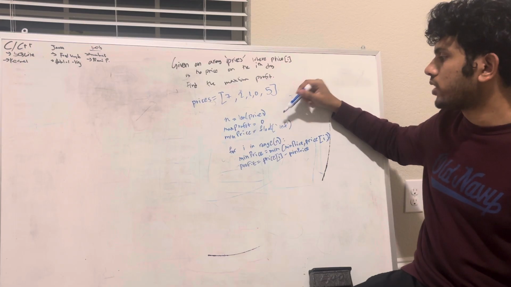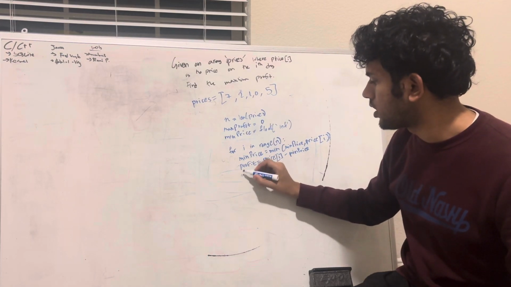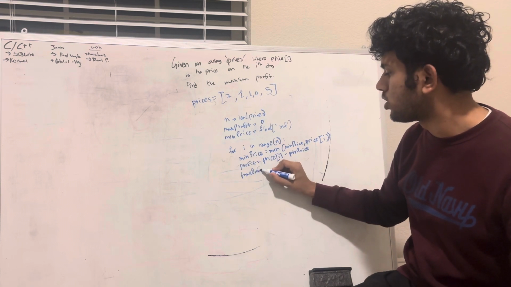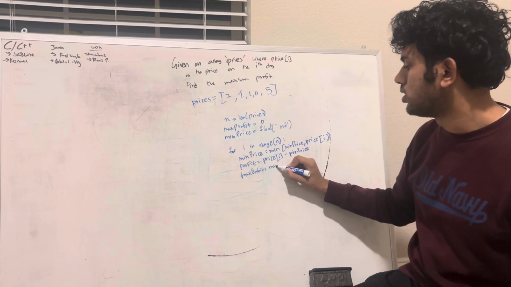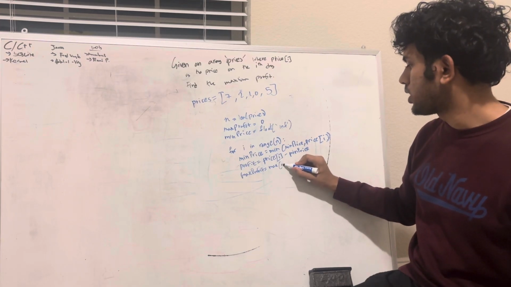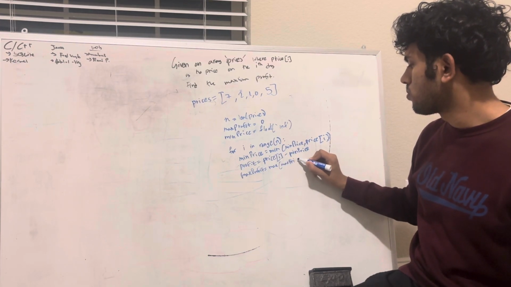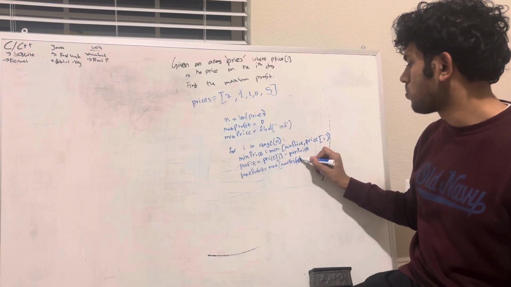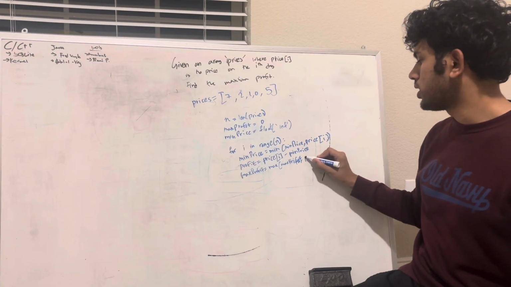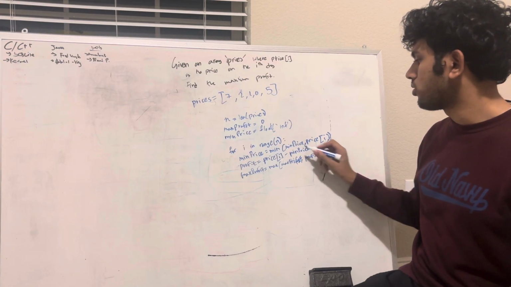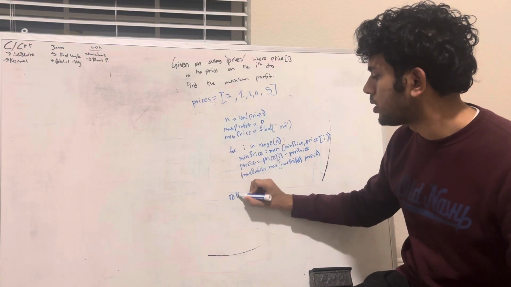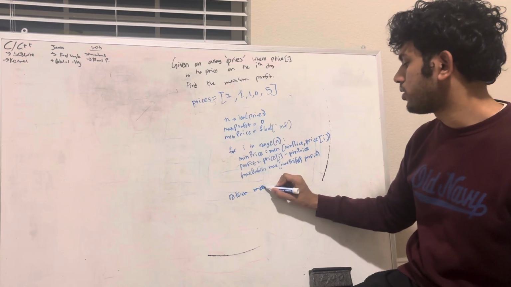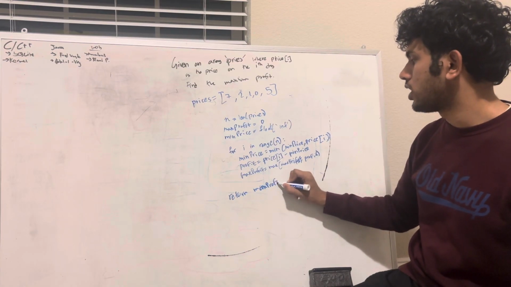Now we have to check the profit. If the profit is greater than the maximum profit, then that will be the new maximum profit. So max profit is just the max of max profit and profit. Now we've got this loop, and we can simply return max profit as the return value, and that's pretty much it. This is how we can solve it.